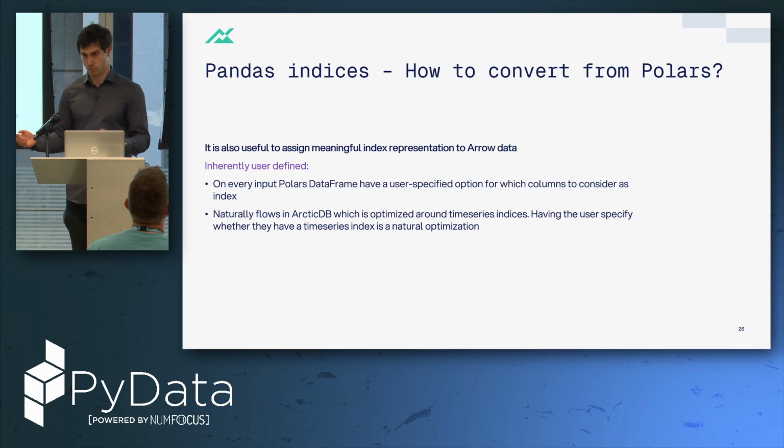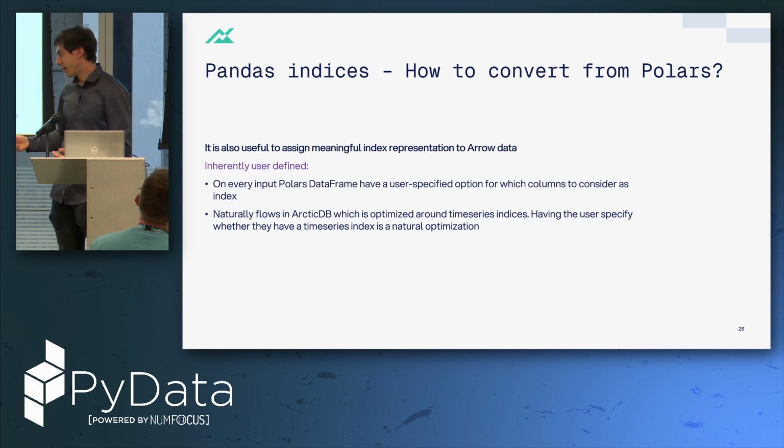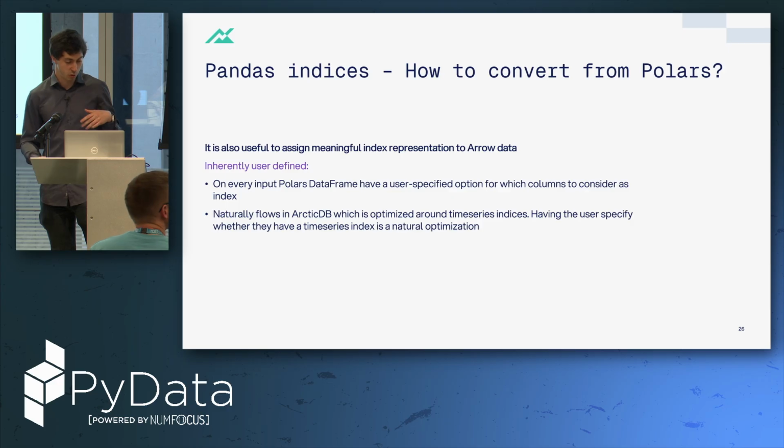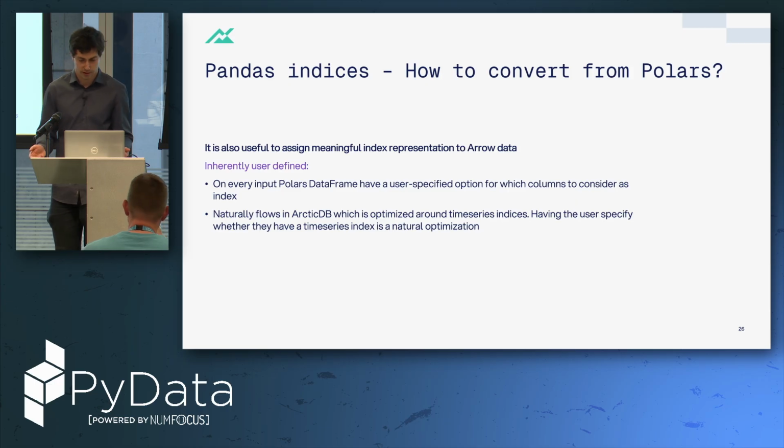So what do we do in the other direction? If someone is writing a polars data frame to the database, how do we interpret that? Does it have an index? Does it not have an index? Well, essentially for the indices, it's a user-defined property. You can't really say if a polars data frame should or should not have an index. It's something that only the user can specify. If they want to have an index, they can specify that with an appropriate API. Or if they don't care about indices at all, that should also be fine. We can default to the default range index used by Pandas.